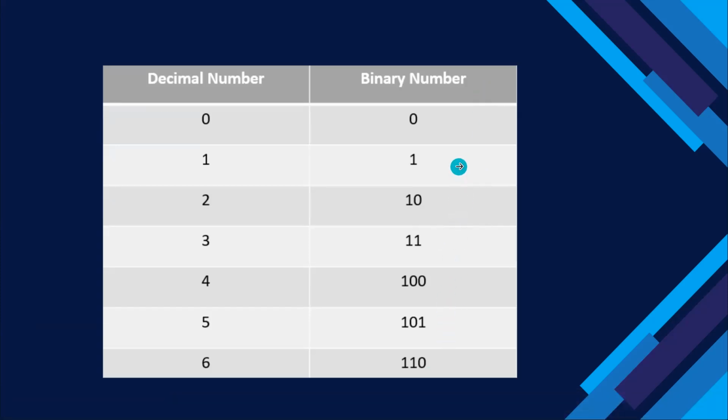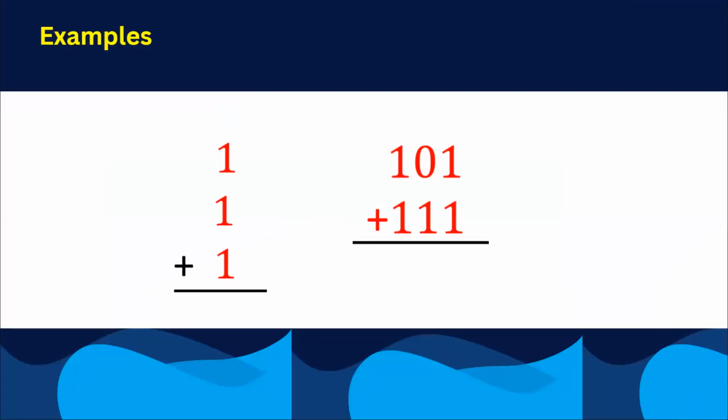So that's why 1 plus 1 gives you 1, 0. And if you had 1 plus 1 plus 1, that's going to give you 11, right? And so on. Now here we have two examples. So let's just practice these two examples.